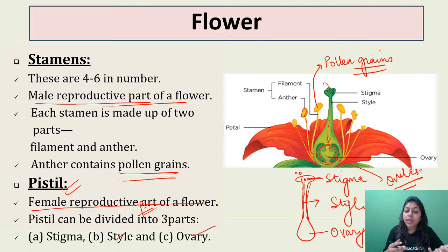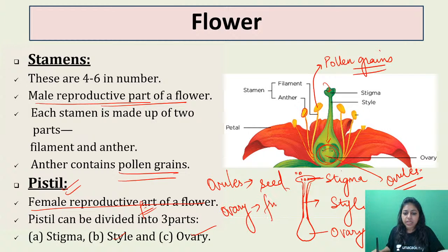After the reproduction takes place, the ovules become the seed, whereas the ovary becomes the fruit. Always remember, whenever you are eating fruit, it is actually the ovary of the flower that you are eating. And the seeds inside those fruits are the ovules. I hope I am clear. Any questions, any doubts?